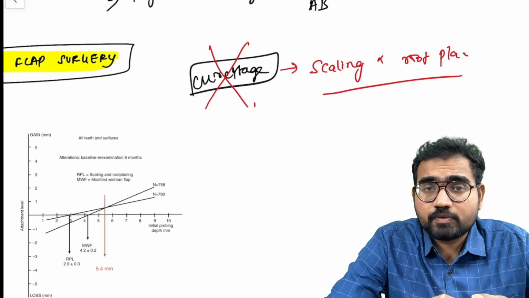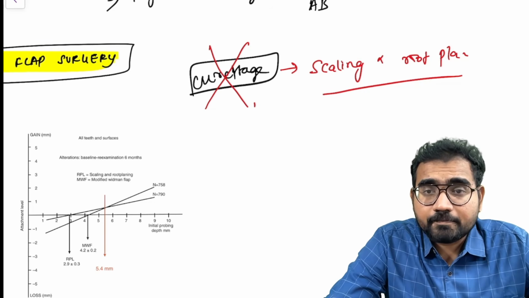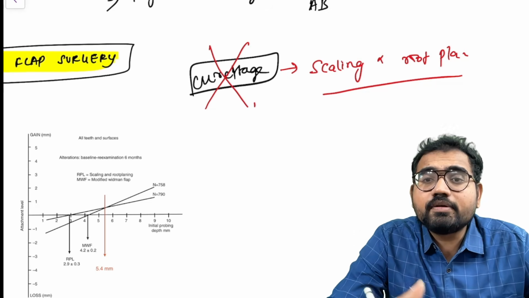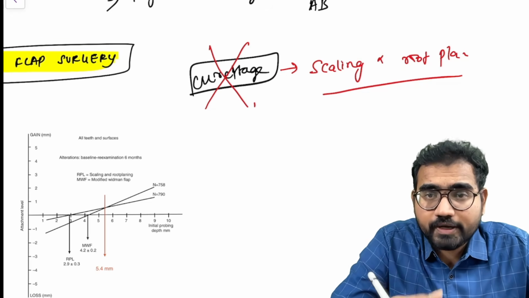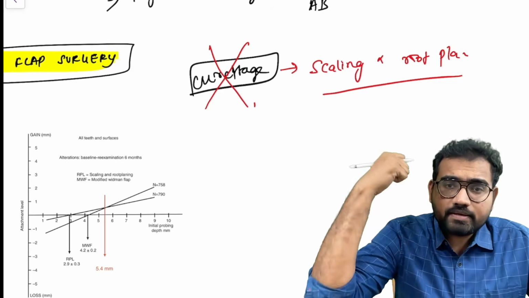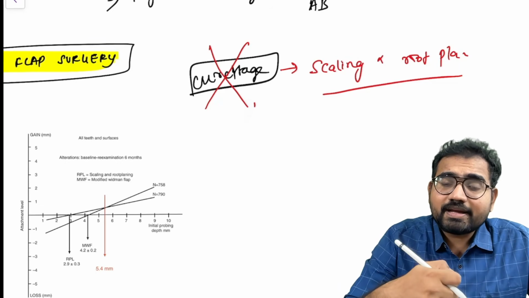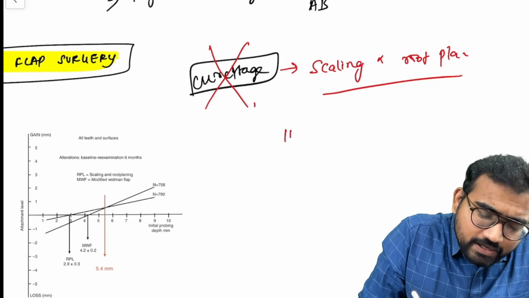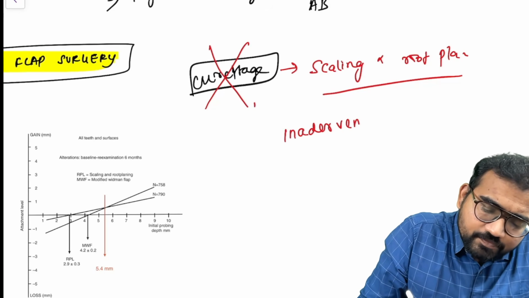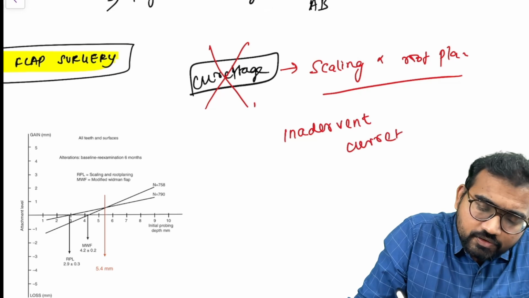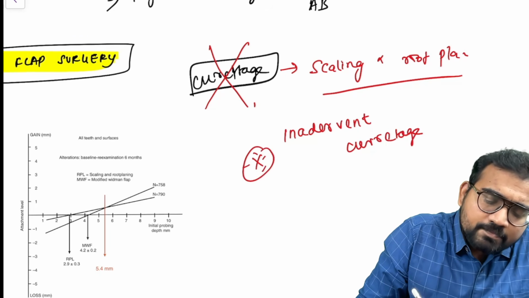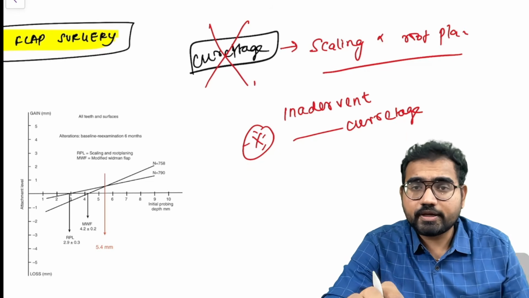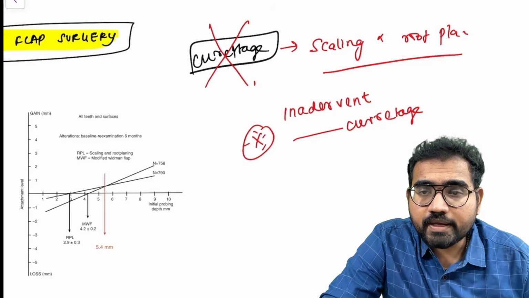So then they found out that while doing scaling and root planing, there was an accidental removal of the soft tissue lining of the pocket. While giving short powerful pull strokes, I can see that some amount of granulation tissue also comes out accidentally, and they call that inadvertent curettage. Inadvertent curettage is nothing but accidental removal of the soft tissue lining of the pocket while doing scaling and root planing.